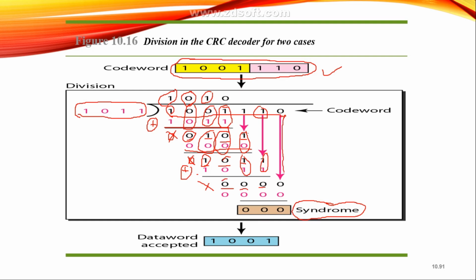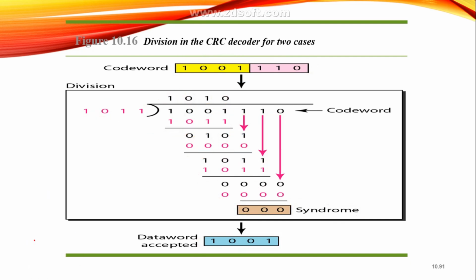Again you need to check the leftmost bit, since it is a 0, we are going to multiply 1011 by 0, so it would be all 0. Then you can find the XOR of this and you would get, this is discarded, a 3-bit syndrome, that is R0, R1 and R2. Since all the values of the syndrome are 0, we are going to take the 4 leftmost bits as the data word, and we are going to accept this data word as 1011. So hope you understand this.